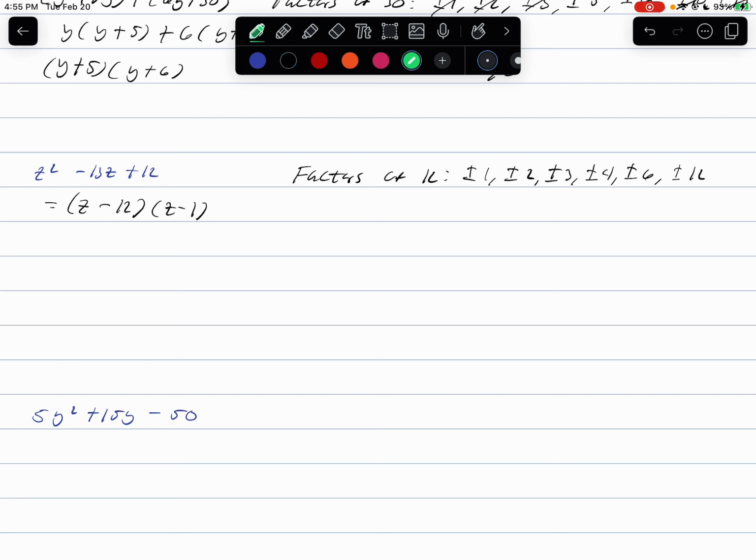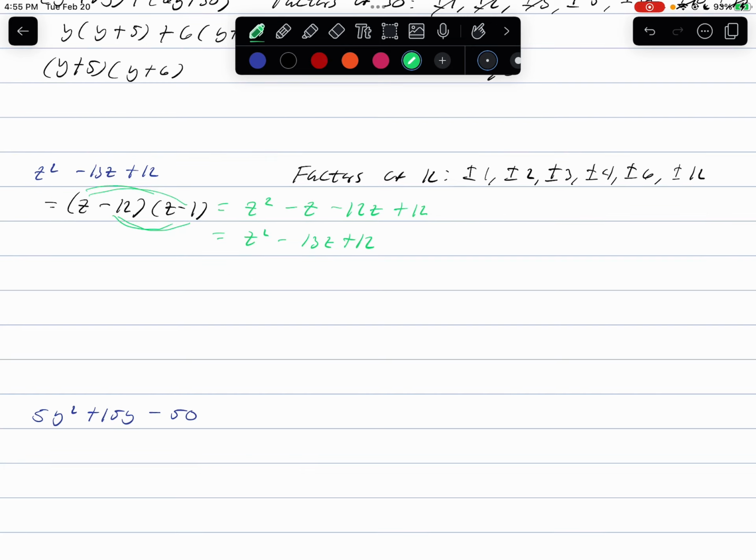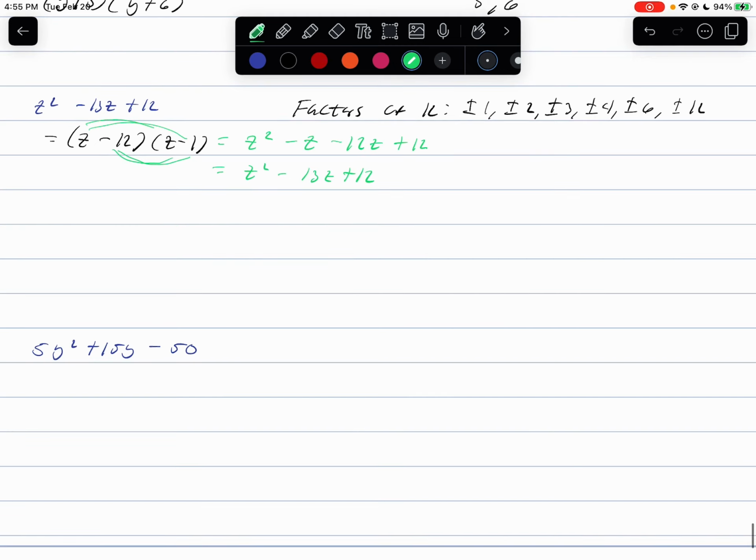Let's go ahead and FOIL this out to make sure this is right. We have z times z, which gives us z squared. Z times negative 1 gives us minus z. Negative 12 times z is minus 12z. And then negative 12 times negative 1 is plus 12. Or we can write this as z squared minus 13z plus 12. Okay, so if you ever get in a situation where your leading coefficient is 1, hopefully we would agree this is a lot easier, a lot faster. You don't have to do the factoring by grouping or anything. All you really have to do is write it in this form here.